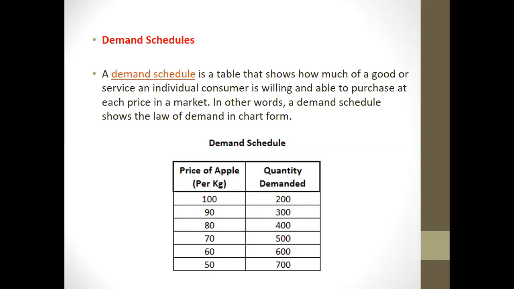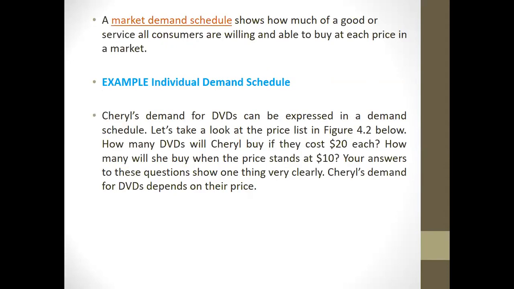As you see, the price is going down, and at the same time that it's going down, the quantity is increasing. So that's the law of demand. Now there's another term. The market demand schedule shows how much of a good or service consumers are willing and able to buy at each price in a market.